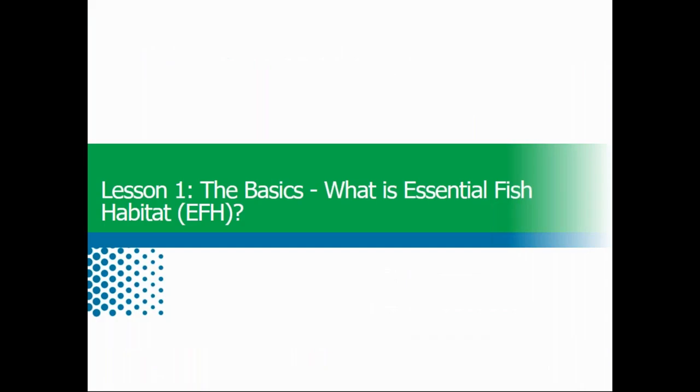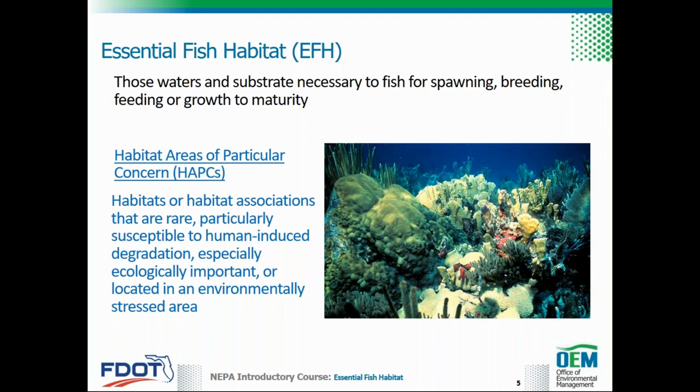Let's begin with Lesson 1. What is essential fish habitat, or EFH? Title 16, Section 1802 of the United States Code, or USC, designates essential fish habitat as those waters and substrate necessary to fish for spawning, breeding, feeding, or growth to maturity.